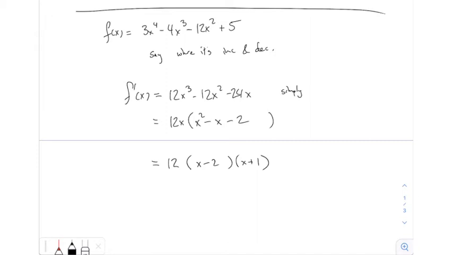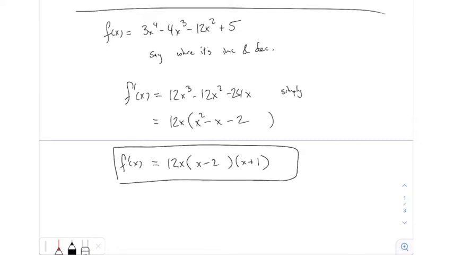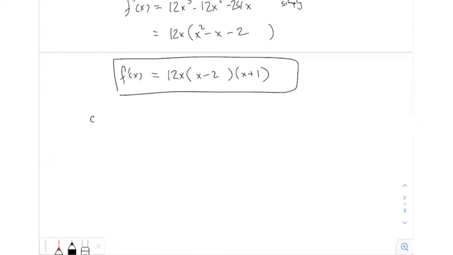I forgot the x. 12x in the front, right? Like that. This is as simple as it's going to get, right? This is fully factored. So this is my f prime of x. I'm going to put this in a little box or something. We're going to be referring back to this formula several times. Anyway, let's find the critical numbers. Those are the places when the derivative does not exist or equals 0.